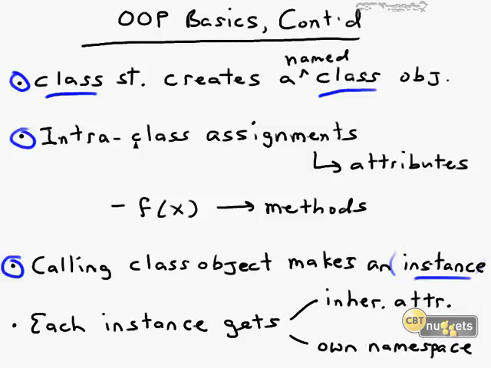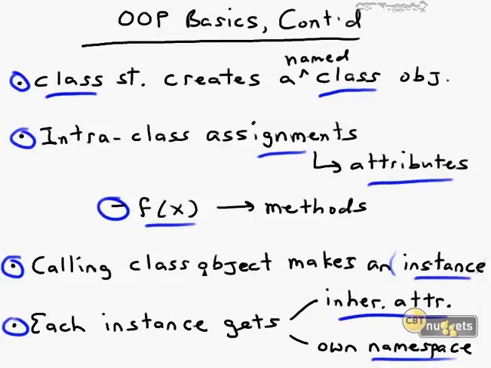Within a class, you create one or more assignments. These are called attributes. Specifically, attributes can be constant data, variable data, methods, which are functions attached to an object. And then finally, when you do call a class object to make an instance, by default you inherit all the attributes of the superclass or the parent class. And also, this is important, the instance gets its own namespace.